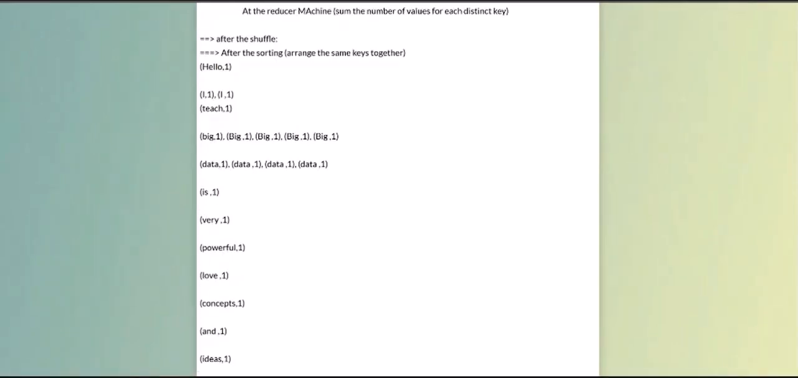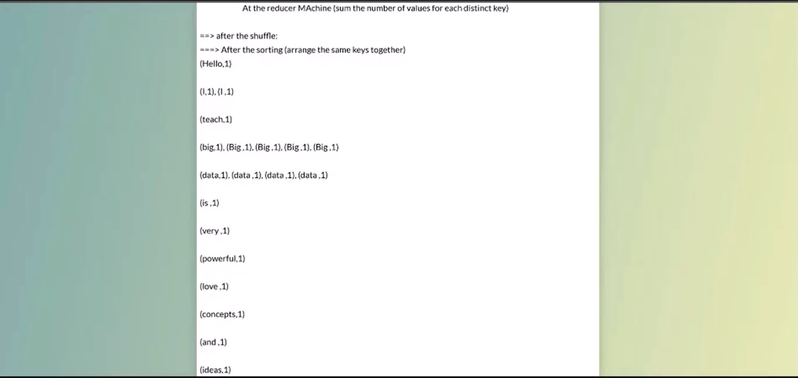This kind of scenario would be present at the reducer. Now what do we have to do? We just have to count the values. Count the values. So what output would this give? This would give me hello. I would copy the same. Hello, comma 1. What would this give me?